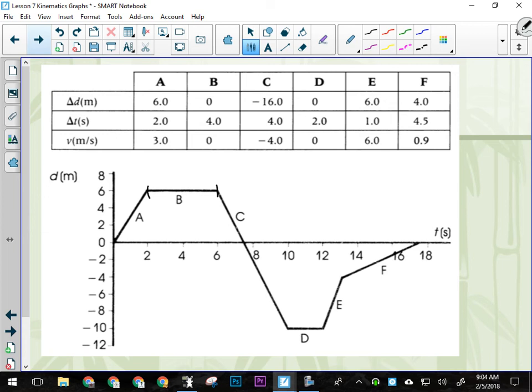Okay, constant velocity. Then in part D, the object is standing still. All right, and then in part E, it's moving forwards at a constant velocity. Same with part F, moving forwards at a constant velocity. Which one's faster, E or F? How do we know E is faster? It's steeper, right? E is steeper, so the rate of change of position is much greater in part E than it would be here. Everybody follow?